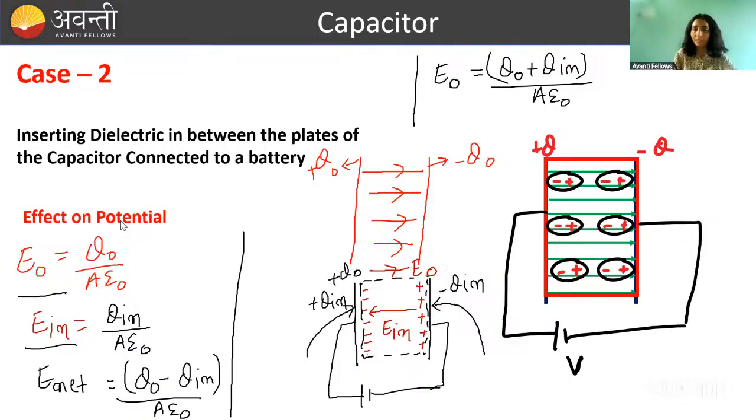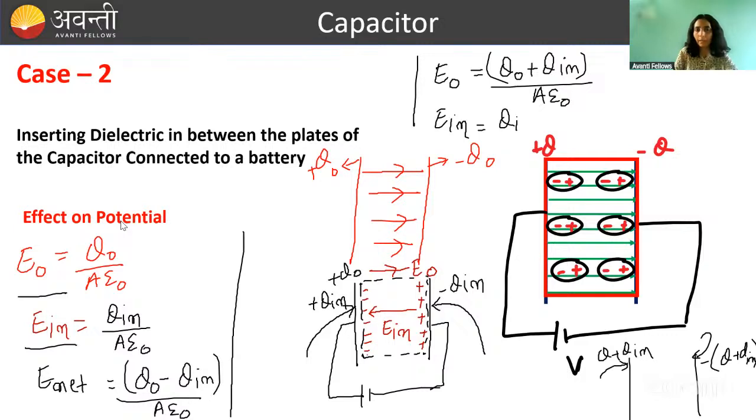I have taken that additional charge to be equal to plus Q induced to the positive plate, minus Q induced to the negative plate. So now this capacitor is looking like it has a charge of Q naught plus Q induced and it has a charge of minus of Q naught plus Q induced. It's like this. So I've written E naught like this. What will be the value of E induced? That is same, Q induced by A epsilon naught. Now if you subtract these two, to find E net, you subtract these two. You will get Q naught by A epsilon naught. Same.